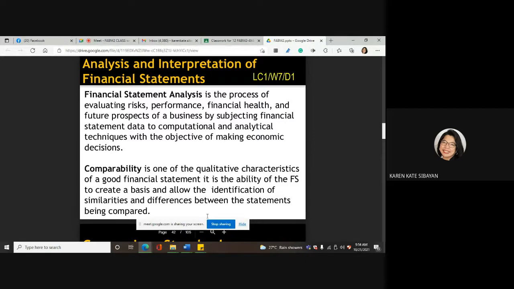For example, sa income and expenses mo, kumusta? Net loss ka ba? So usually, sa business, lalo na kung first year pa lang, swerte mo na kung hindi ka net loss. Pero majority yan, nasa net loss na side pa yan.